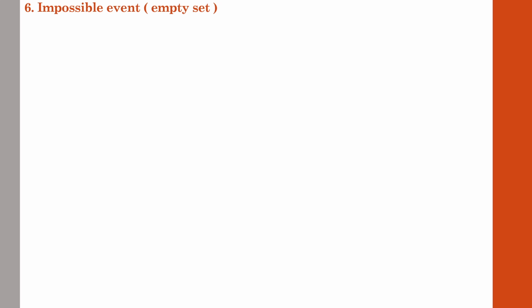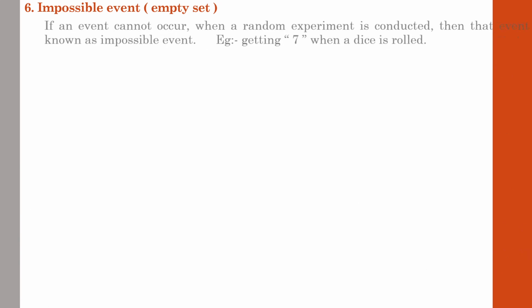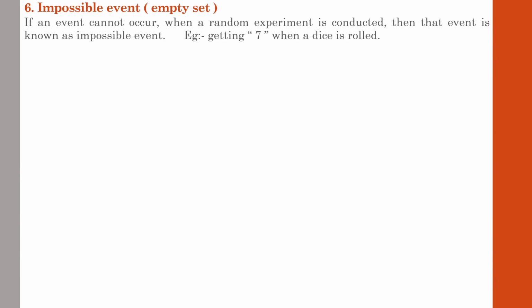Next one, impossible event, otherwise known as empty set. I hope you understand the concept. If you understand the sure event concept, the impossible event need not require any explanation. Still, let us go through it. If an event cannot occur when the random experiment is conducted, then that event is an impossible event.